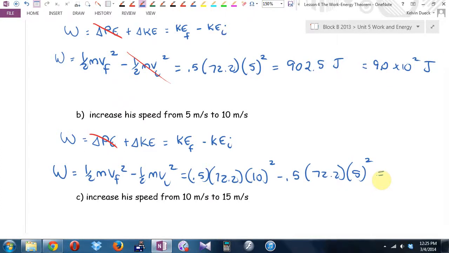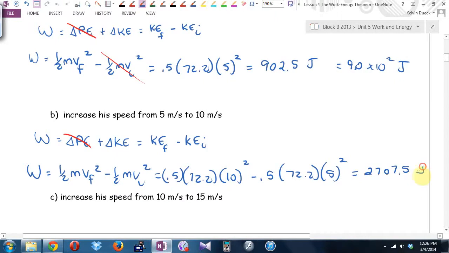I see Manny type. Manny, what do you get? You're typing away on your calculator. I think you get something way bigger. Hang on, can I do this in my head? I think you're going to get 2,707.5? I cheated. 2,707.5. Way more.